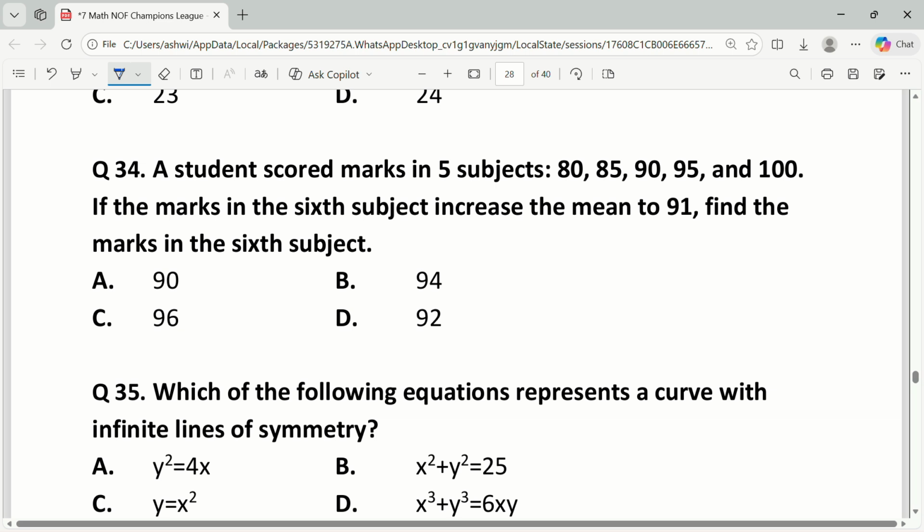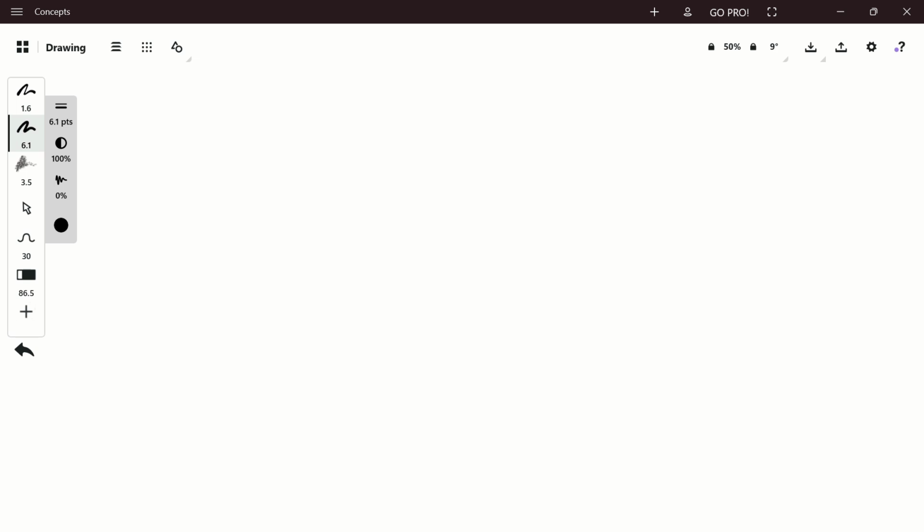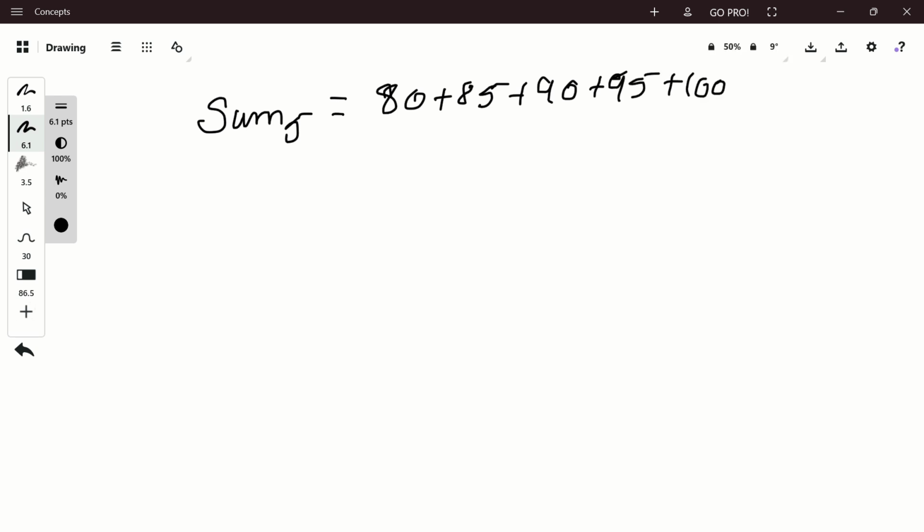Question 34. A student scored marks in 5 subjects: 80, 85, 90, 95, 100. If the marks in the 6th subject increase the mean to 91, find the marks in the 6th subject. Find the sum of the marks in the first 5 subjects. That is, sum of first 5 is equal to 80 plus 85 plus 90 plus 95 plus 100, which is equal to 450.